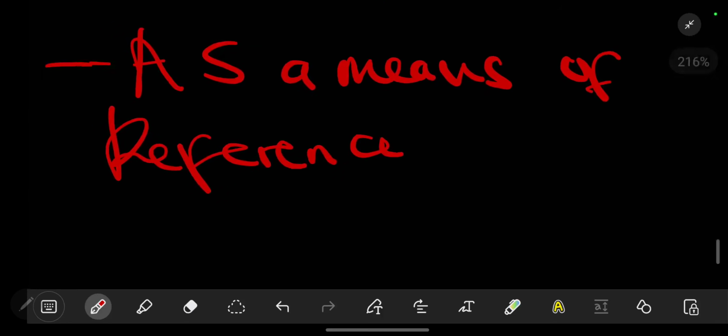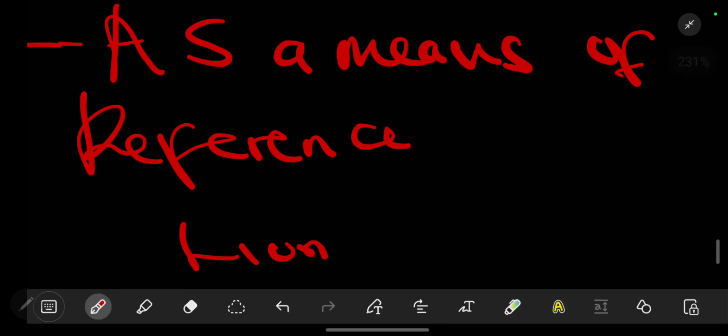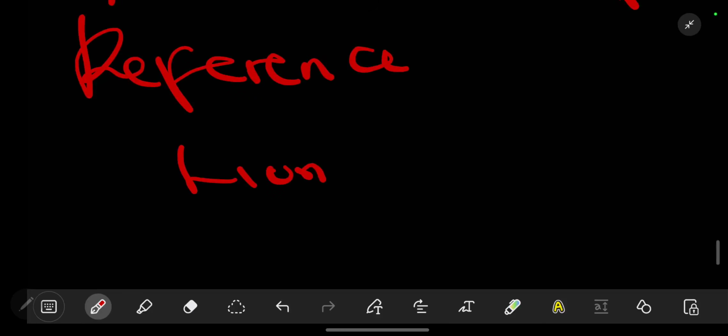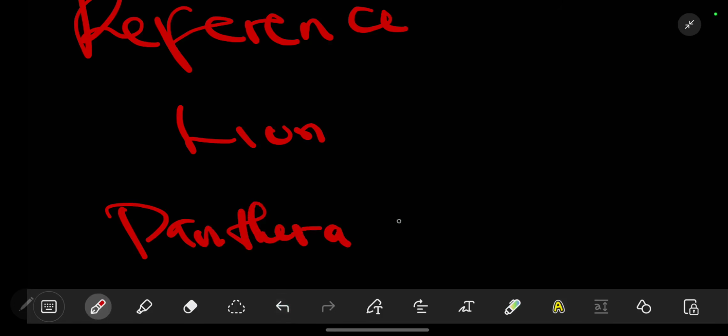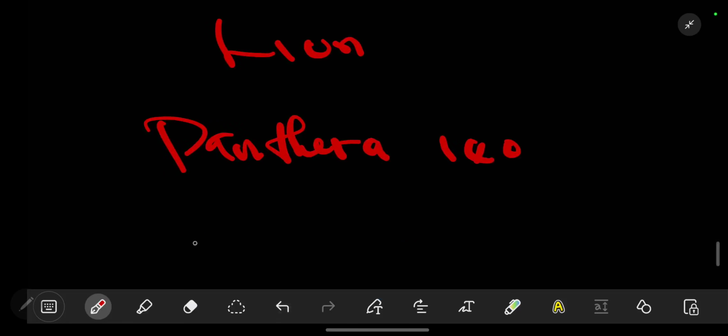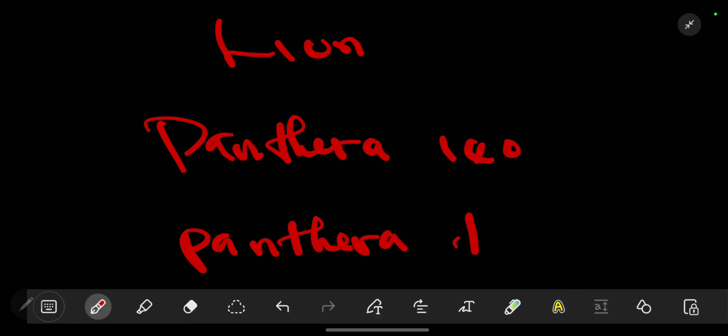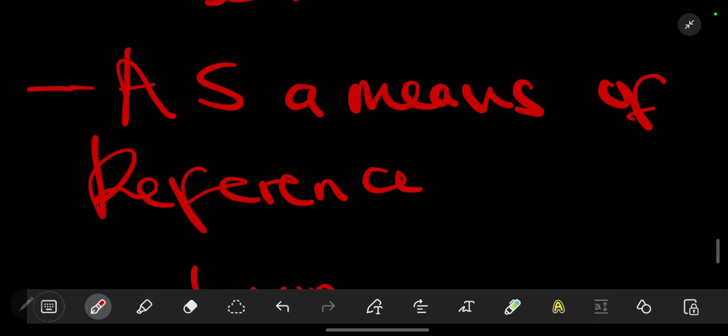We have a lot of languages. For example, when you say lion, there are other countries that will not understand lion because they don't speak English. But if you are talking to a scientist, when you say Panthera leo, they will know that you are talking about a lion. Or when you say Panthera tigris, they'll know that you're talking about a tiger. So it is used as a means of reference.